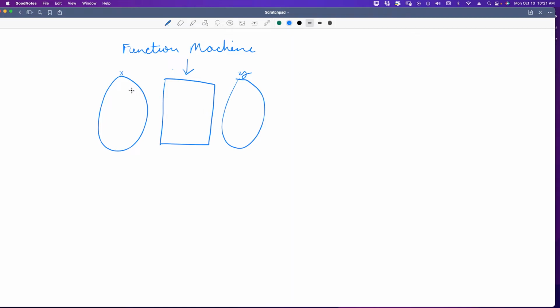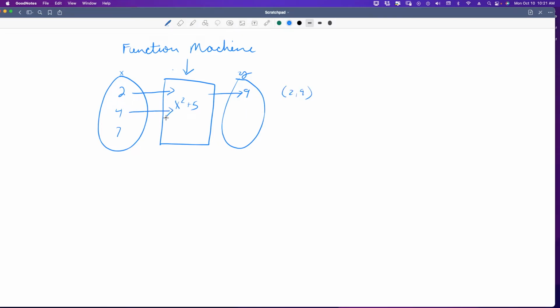So for instance, if we had 2, 4, and 7 in this function, and our function was x squared plus 5, right? 2 would go in. 2 times 2 is 4, plus 5, 9 would come out. So our point would be 2 and 9.